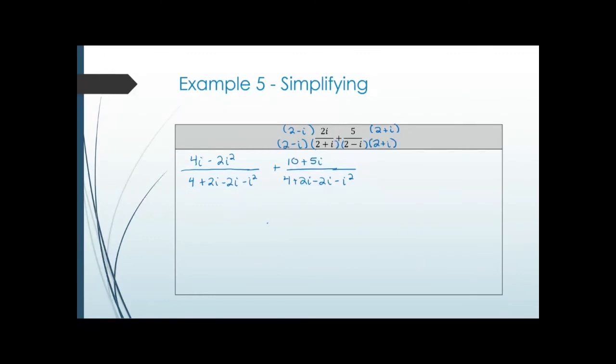So now I'm going to start simplifying. So the first fraction, I'm going to replace the i squared with negative 1 while I can. And I'm going to do that in the denominator as well. The 2i minus 2i cancels. So that's 4 minus, and then i squared is negative 1. Then second fraction, 10 plus 5i, and I get 4 minus negative 1.